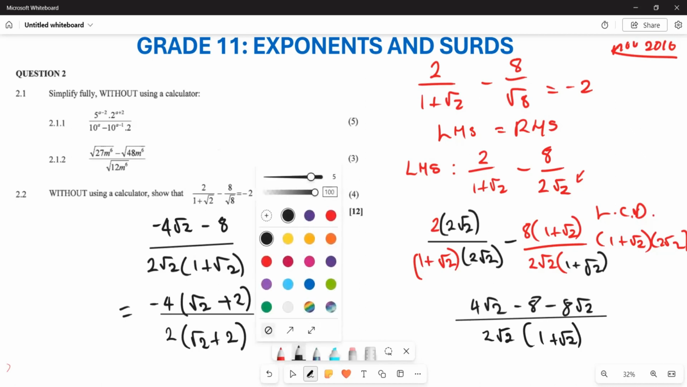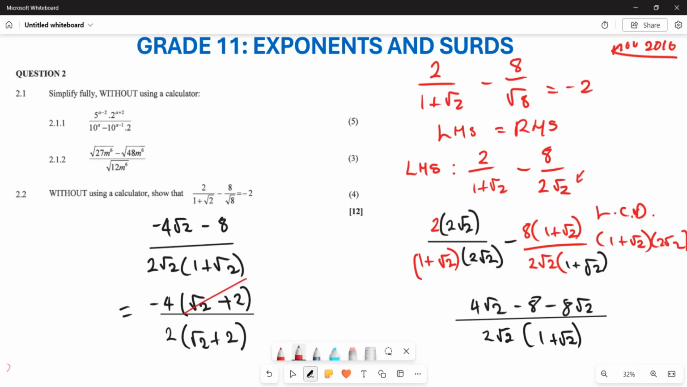Now, I want you to realize that this numerator here, can you see that these two are one and the same thing? Which means this is the same as negative 4 over your 2, which is the same as negative 2. Okay. So basically that is going to be the solution that you are having here.